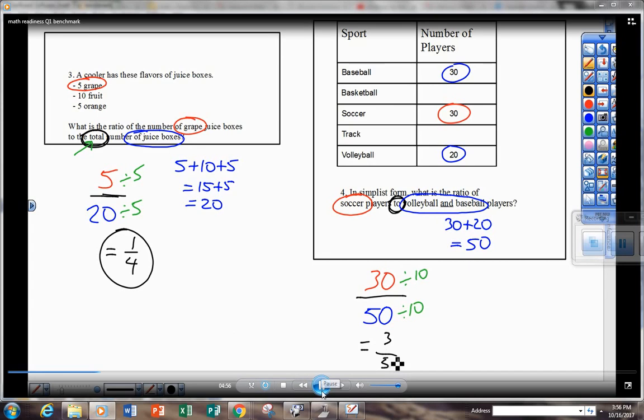For the second problem on a piece of paper to prove to me that you've watched this, I want the ratio of volleyball players to soccer and baseball. So for problem number 2 on that piece of paper that you're going to prove to me that you've watched this video, I want you to compare the ratio of volleyball players to soccer and baseball. Alright, here we go, number 5.